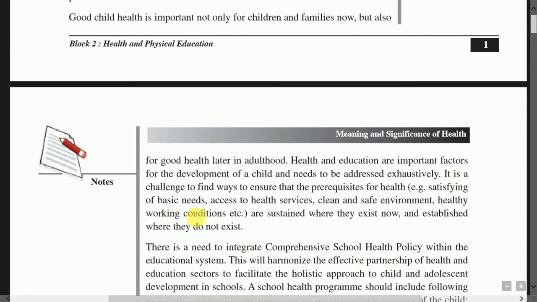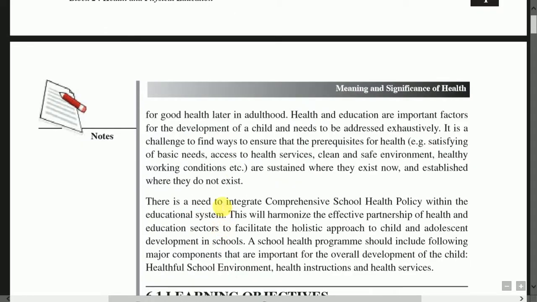It is a challenge to find ways to ensure that the prerequisites for health, as for example satisfying basic needs, access to health services, a clean and safe environment, healthy work conditions, etc., are sustained where they exist now and established where they do not exist.